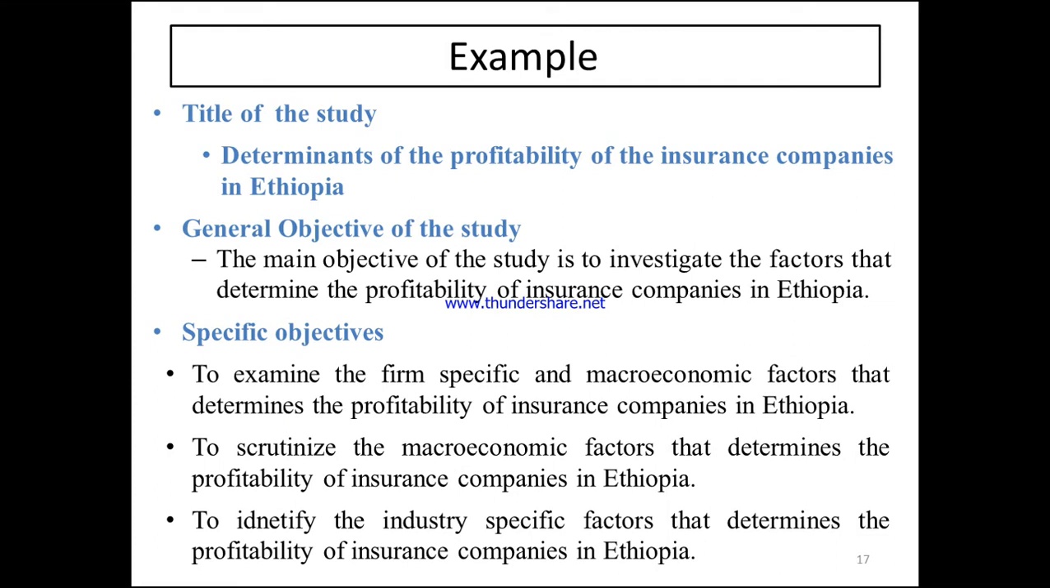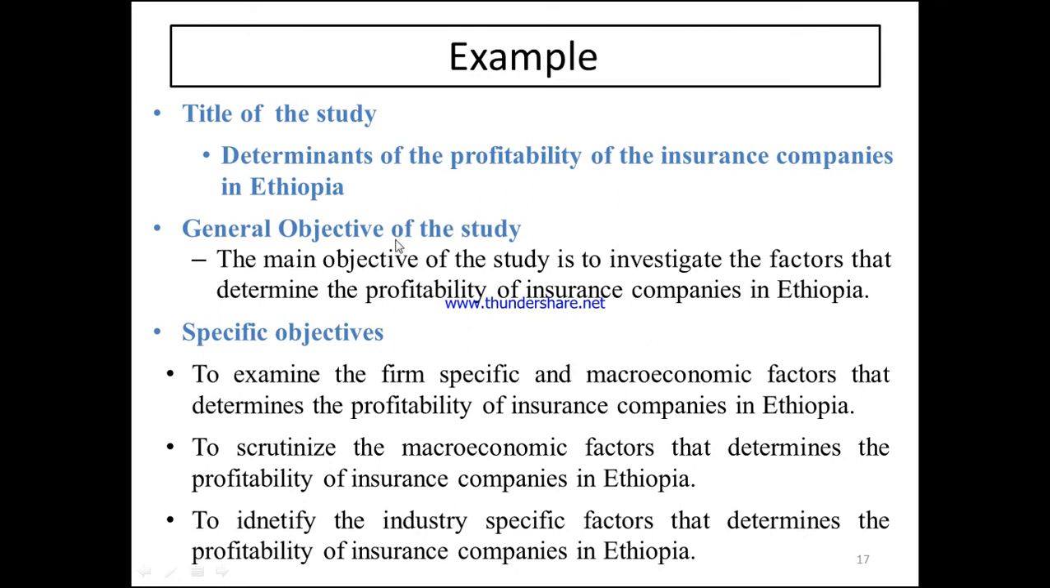So from this title, our problem in this case is to identify those factors which determine the profitability of Ethiopian insurance companies. So we define our problem accordingly, and after defining our problem, we have to go for identification of the general and the specific objectives. The general objective is more or less similar to the title of the study. So the general objective of this study becomes: the main objective of the study is to investigate the factors that determine profitability of insurance companies in Ethiopia.